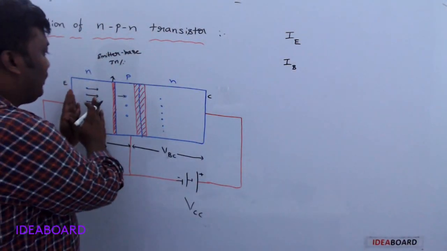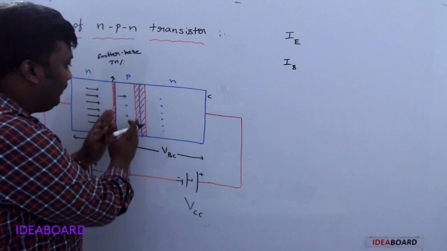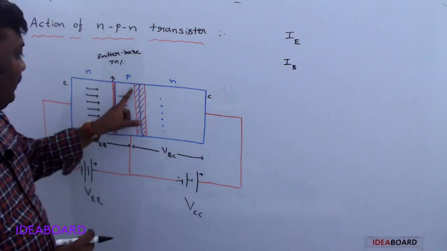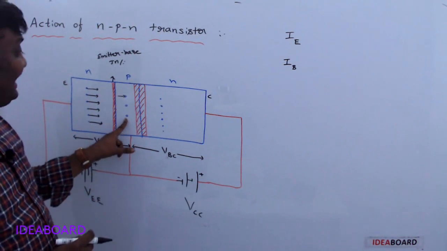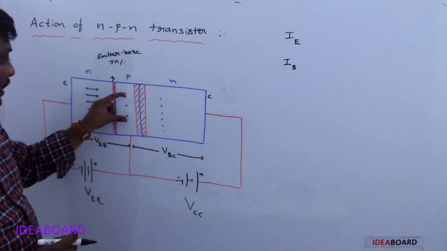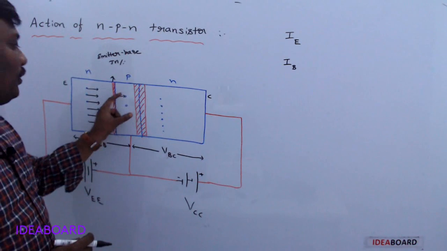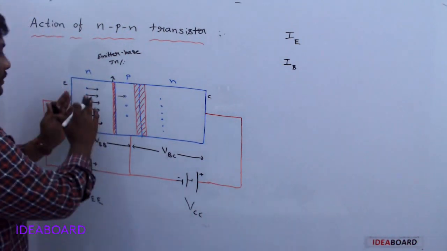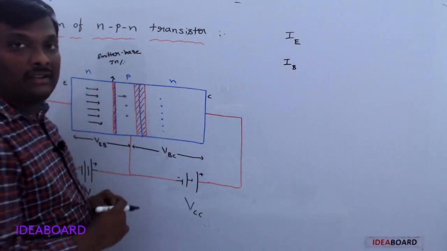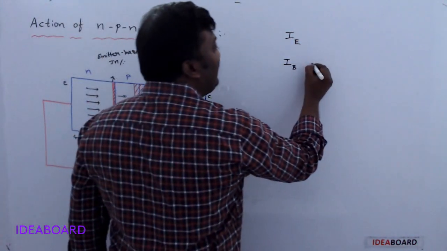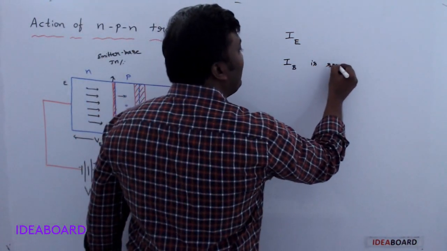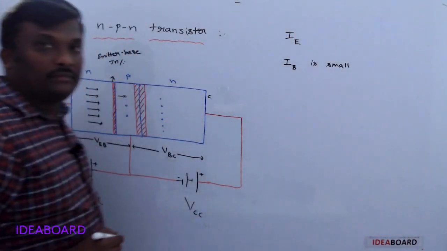Understand? These electrons reach the base region. In the base region, the majority charge carriers are holes, but it is lightly doped. That's why there are only very few holes here. So these electrons combine with the holes, which constitutes the base current. But this base current value is very small.